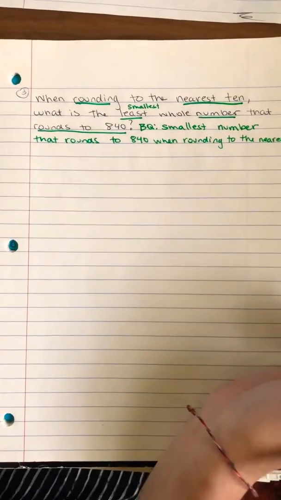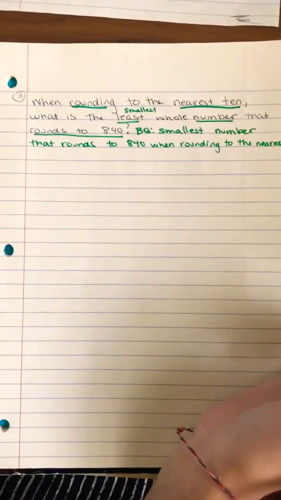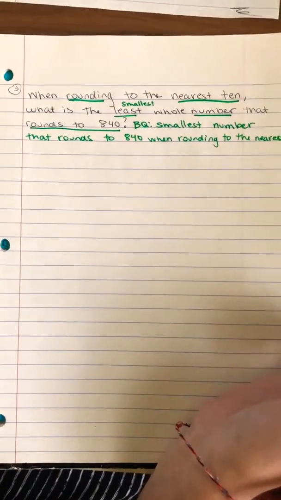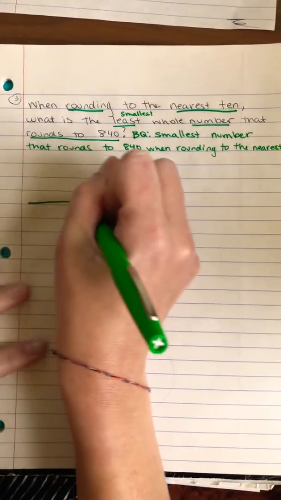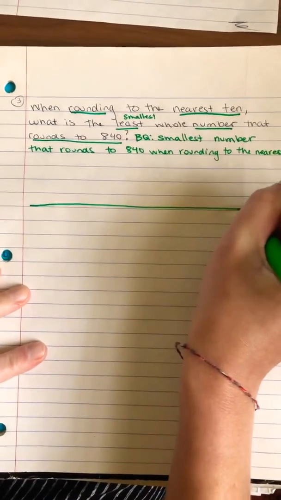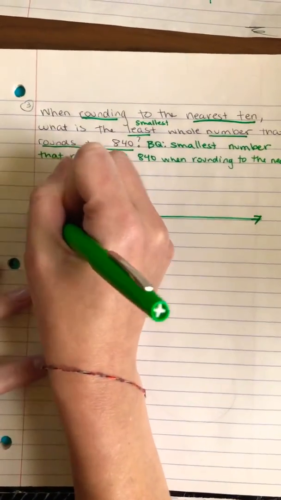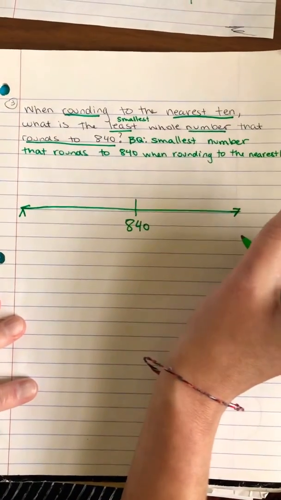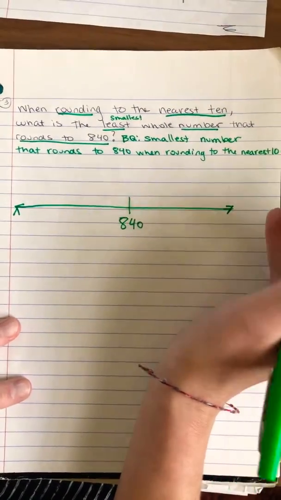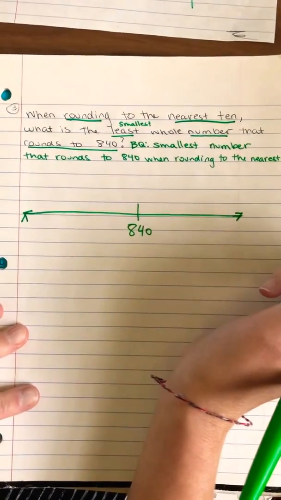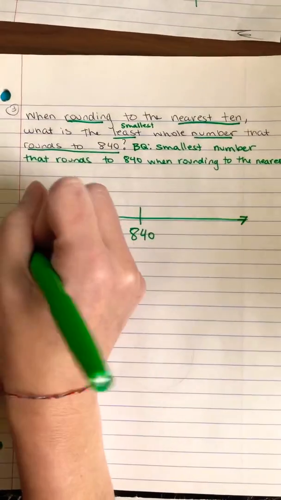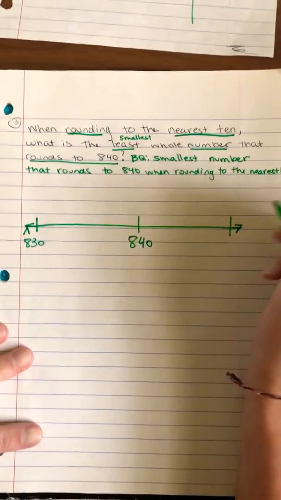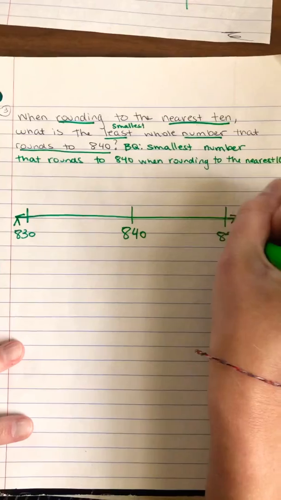This type of problem is tricky because we have to think about the numbers that round up and the numbers that round down to 840. So I'm going to make a double number line. I draw my number line and I'm going to put 840 in the middle right here. And then I'm going to think about the 10 before 840, which is 830, and I'm going to put over there, and the 10 after 840, which is 850.